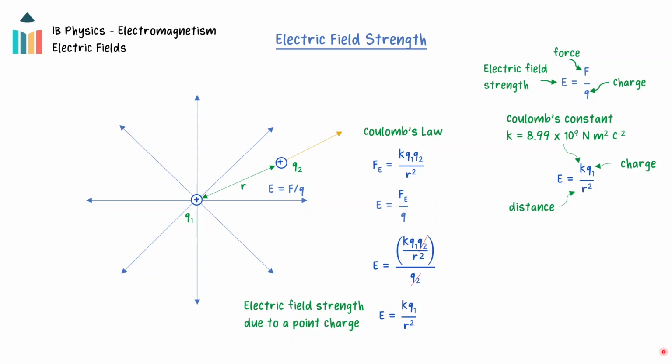Important to note that this expression is limited to electric fields created by point charges, although uniformly charged spheres can be approximated to act as point charges with all of its charge assumed to be concentrated at its center. Note that the electric field strength due to a point charge is inversely proportional to the square of the distance from the charge.